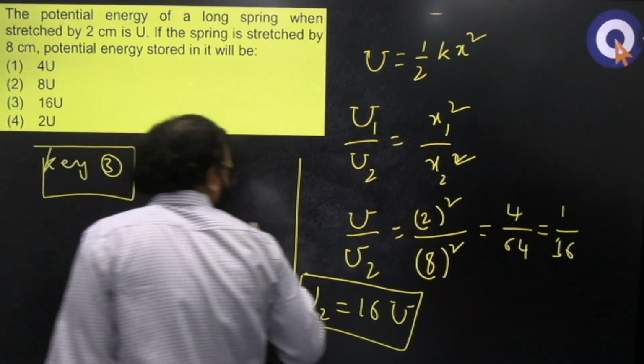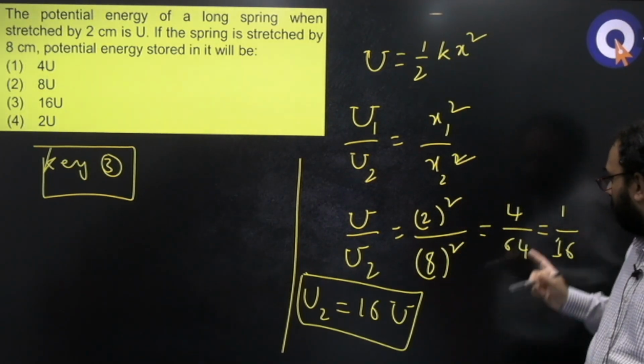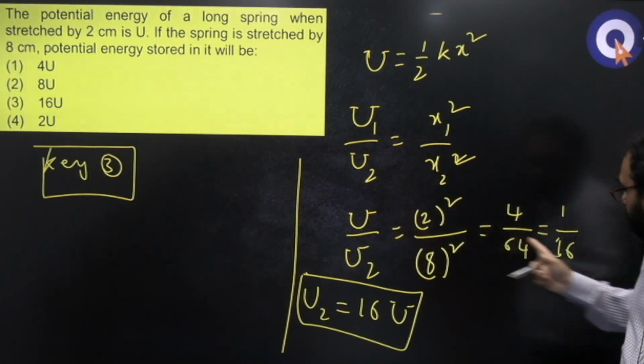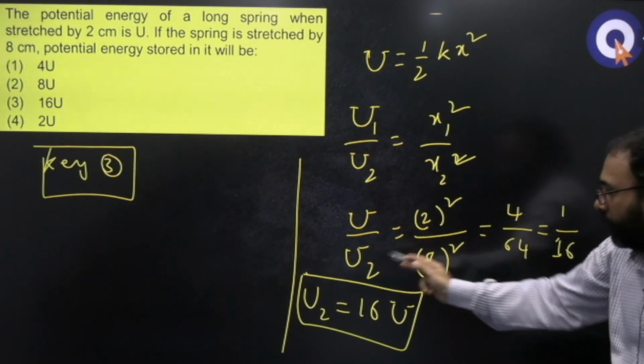Now, U by U2 is equal to x1 square by x2 square. So, 2 square by 8 square. 1 by 16 we are getting. So, 16U equal to U2. Cross multiplication. U into 16 equal to U2 into 1.